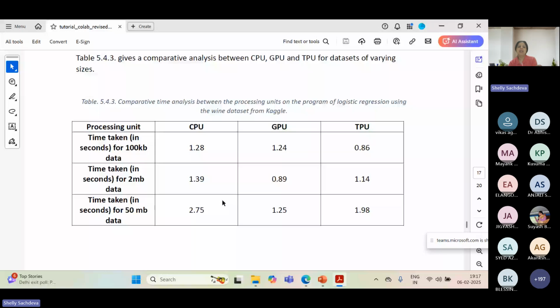So you can see that the CPU involved this much time, this much, and then in comparison to 50 MB, the time was increasing. And similarly for the GPU, it was behaving like this, and for the TPU as well. So it was just for a simple demonstration that we did it. We divided the data sets and tried to show it for the different Kaggle ones.